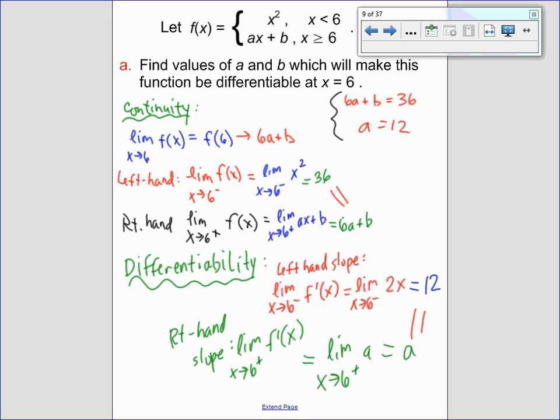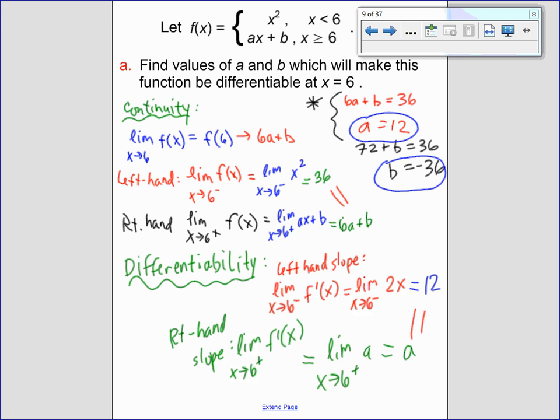In any case, this one looks like we're ready to go. A is 12, so I can, through substitution, evaluate in top: 6a would be 6 times 12, which is 72, plus b equals 36. Subtracting 72 from both sides produces negative 36. And so my values of A and B are, what, 12 and 36? Sorry, negative 36. Thank you, Jake. Good.